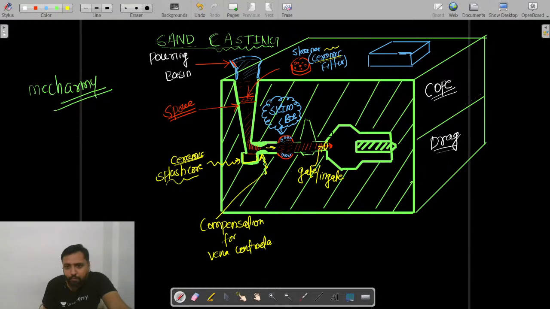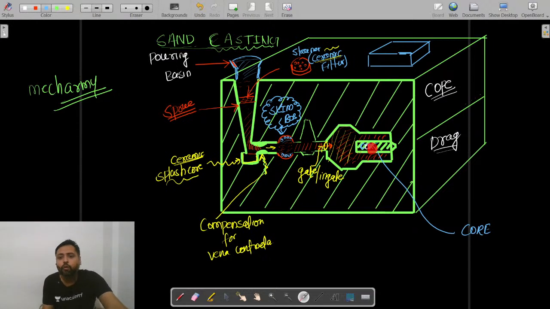Now listen what happens. Molten metal entered. As the molten metal is entering the cavity like this, whatever has been placed inside here is called the core, C-O-R-E. Core is made out of the same material of which the sand mold is made, but the properties of this core will be relatively better as compared to the sand mold surrounding it.